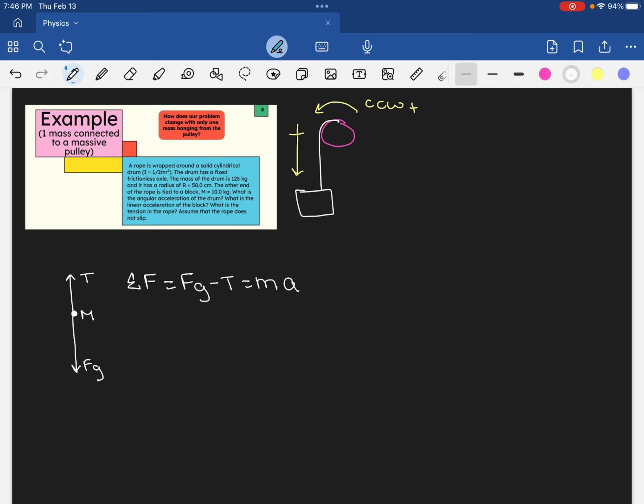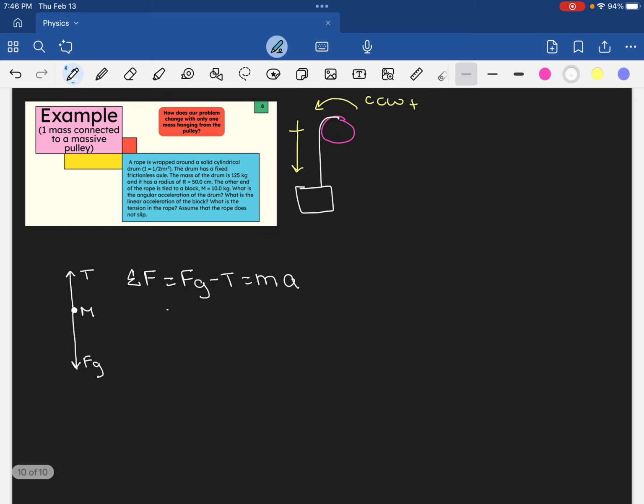We're going to break apart Fg, and we get Mg minus T is equal to mass times acceleration. This is one equation that we're going to keep our eye on. This is going to help us because we're going to use this equation to substitute into our pulley.